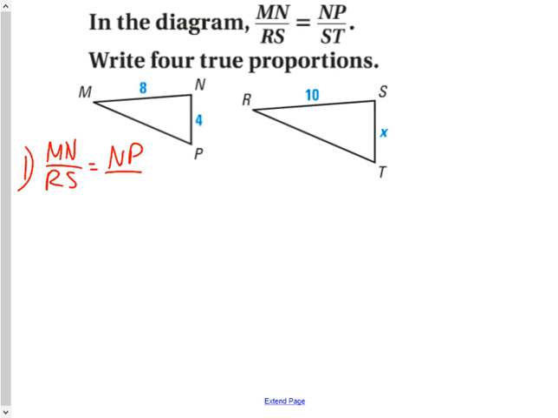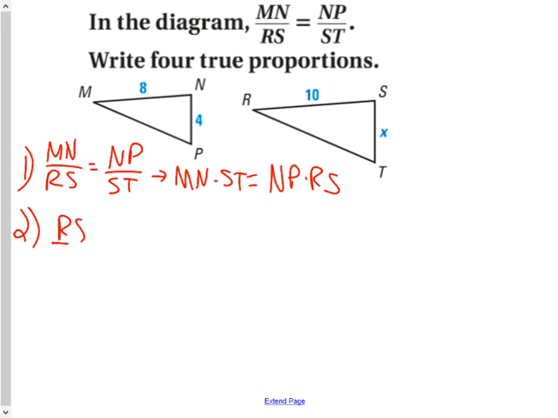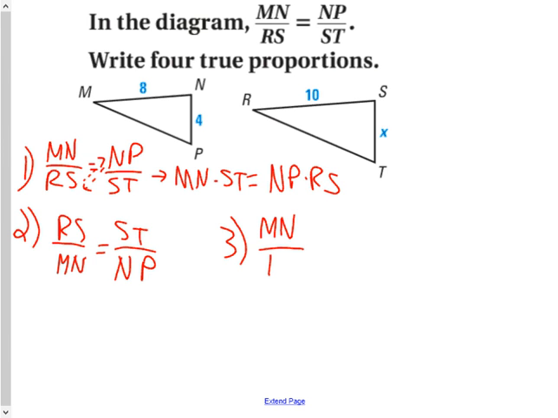And again, the first step was that we could cross multiply, right? MN times ST equals NP times RS. The second one was we can flip. So RS over MN equals ST over NP. That's a reciprocal. The third one was we can flip our diagonals, looking at that first one. So MN over NP equals RS over ST. And the last one was adding the denominators.